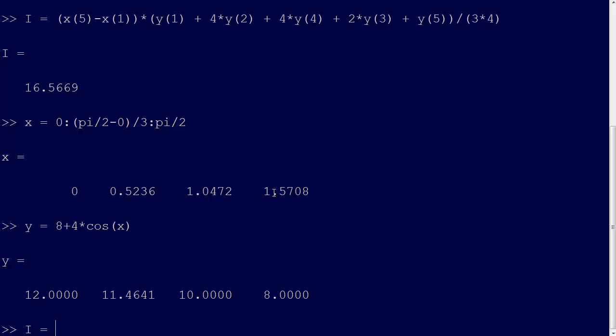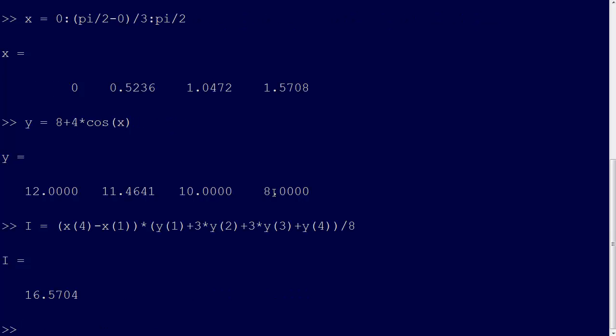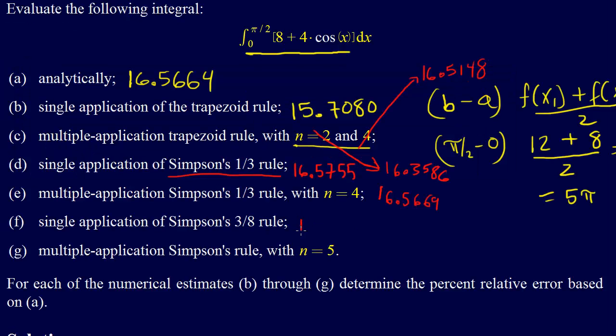So we get I equals b minus a, which is going to be x4 minus x1, and that's all going to be multiplied by f of x0, so that'll be y1 plus 3 times y2 plus 3 times y3 plus y4, and all that divided by 8 gives us 16.5704.